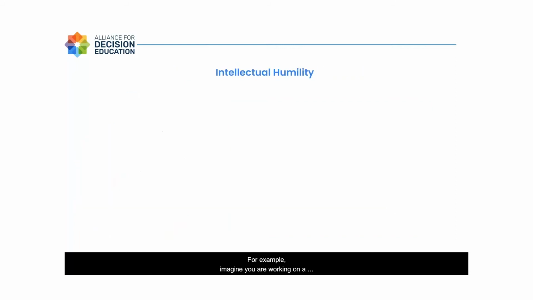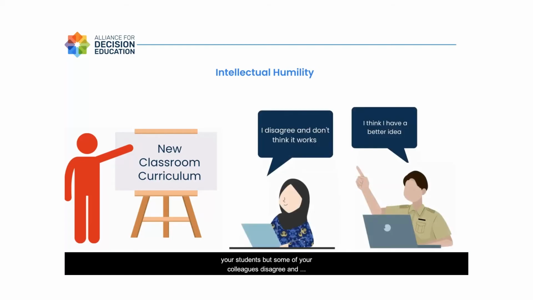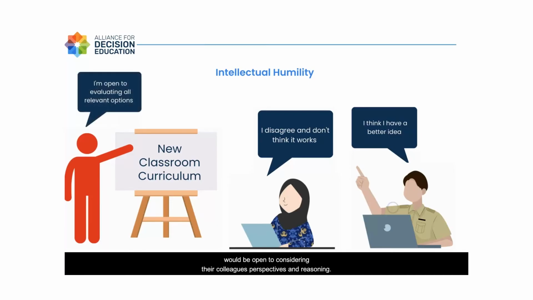For example, imagine you are working on a team with colleagues to choose a new curriculum for your school. You have an idea of what would be the best program for your students, but some of your colleagues disagree and suggest a different curriculum. Someone with a well-calibrated sense of accuracy would be open to considering their colleagues' perspectives and reasonings. They might ask clarifying questions to better understand their colleagues' ideas and explore the strengths and weaknesses of all the options. They might even suggest piloting more than one program to see which one works best in practice.